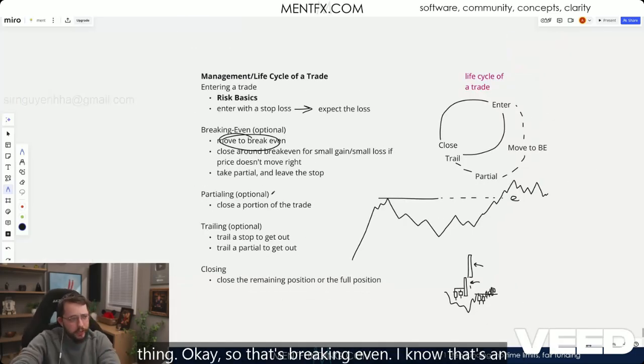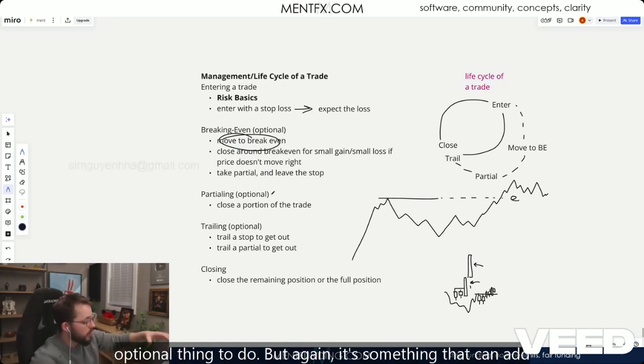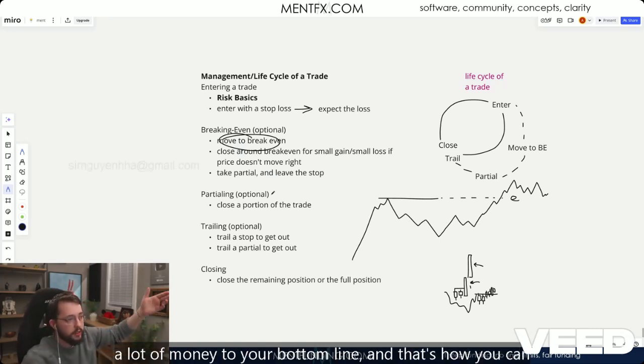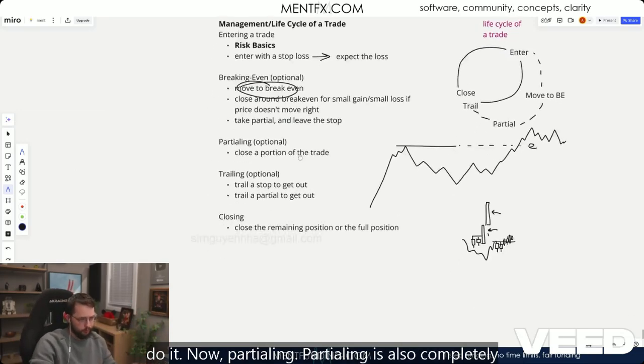Okay. So that's breaking even. And that's an optional thing to do. But again, it's something that can add a lot of money to your bottom line, and that's how you can do it. Now, partialing.